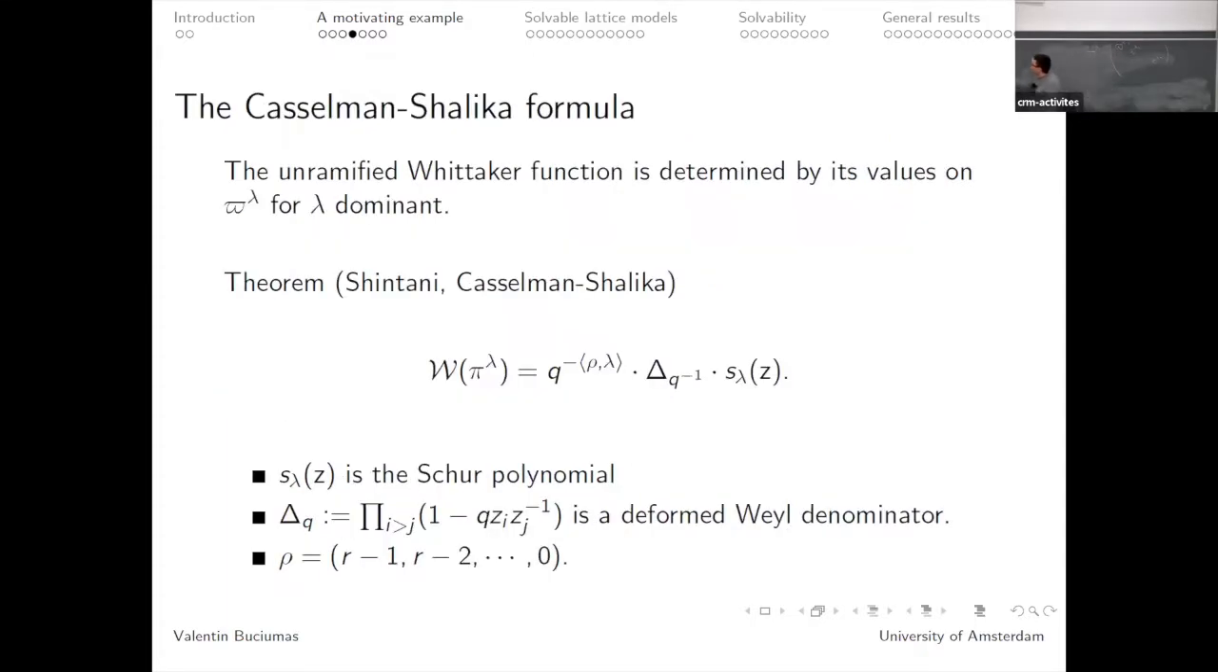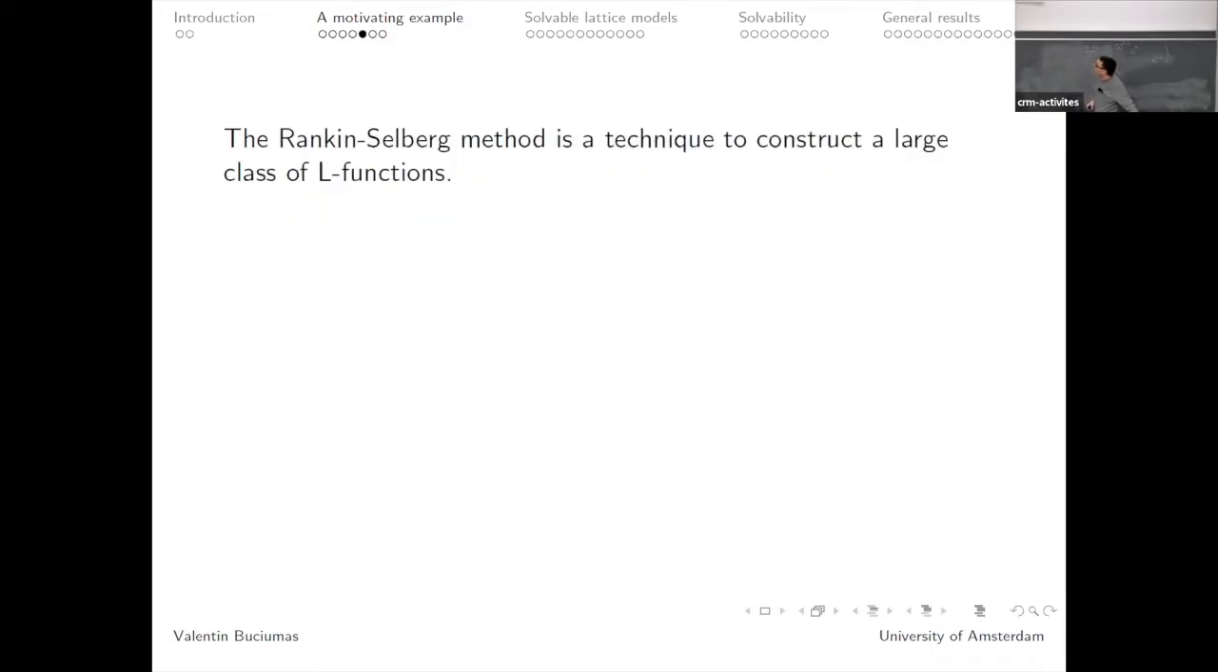Okay, and there's a rho appearing here, and the rho will appear throughout the talk. It is slightly different from the rho most people use during this conference, so it's a bit shifted. In particular, it starts from r-1 and goes all the way to 0. This is to make some computations slightly nicer. But you should think of it as the sum of the positive roots. Okay, so now I'll talk a bit about the motivation of why number theorists care about these Whittaker functions.